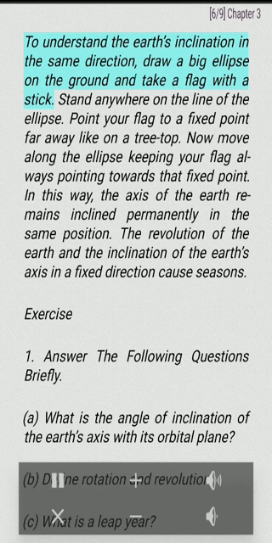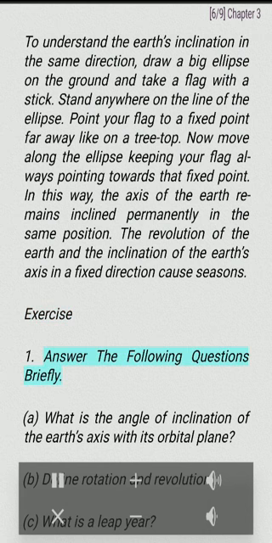Let's do. To understand the Earth's inclination in the same direction, draw a big ellipse on the ground with a stick. Stand anywhere on the line of the ellipse. Point your flag to a fixed point far away, like a treetop. Now move along the ellipse keeping your flag always pointing towards that fixed point. In this way, the axis of the Earth remains inclined permanently in the same position. The revolution of the Earth and the inclination of the Earth's axis in a fixed direction cause seasons.